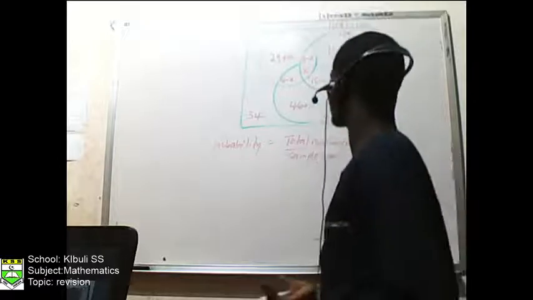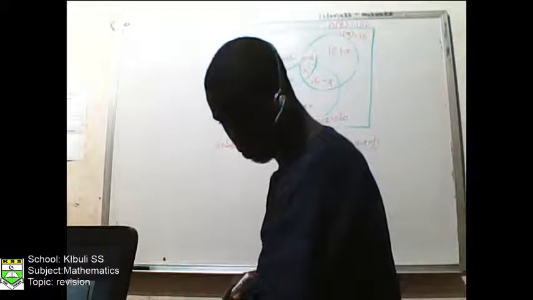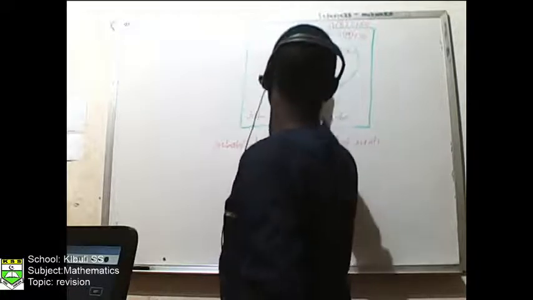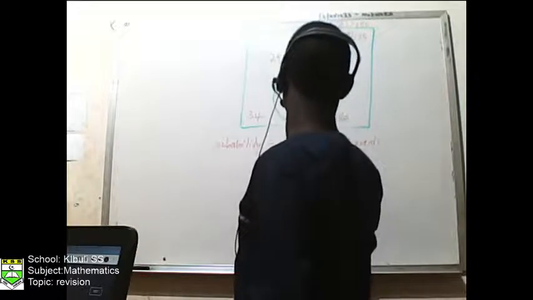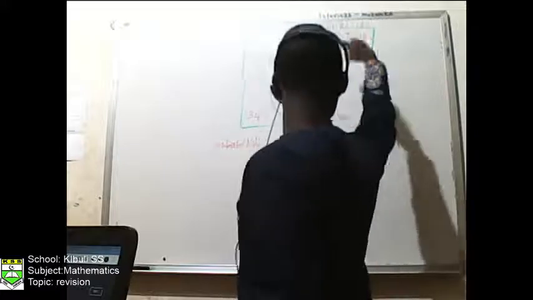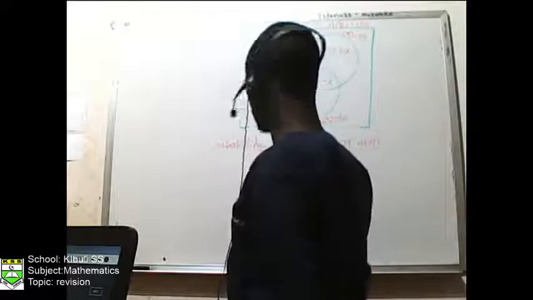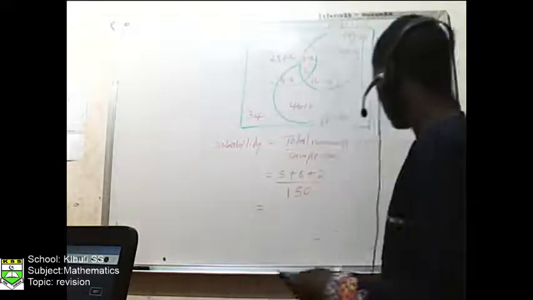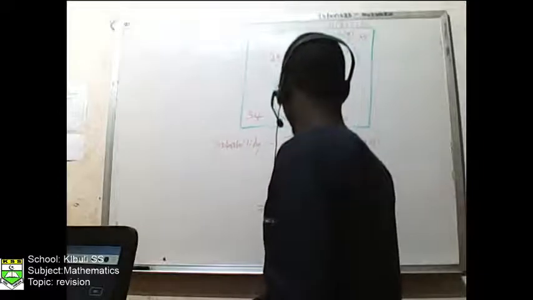Total number of events. We have this. Find the probability that the person chosen at random reads 2 newspapers only. This one reads 2 only, this one, this one. So we have 3 categories. And this is 5 plus this is 8 plus this is 2, over the sample space, the number of people in that town. So this is 15. So 15 over 150.